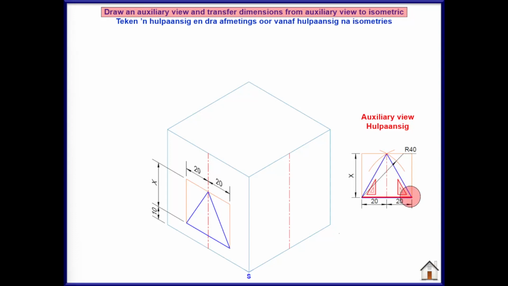From the right end of my base, I can draw a circle arc with a radius of 40 millimeters, and then from the left end, we can draw an arc with a radius of 40 millimeters. Where the two circle arcs intersect, that then will be the apex of my equilateral triangle. The next step is to draw a square or rectangle around my triangle, and the total height and the total length of my rectangle or square will be transferred to my isometric drawing.